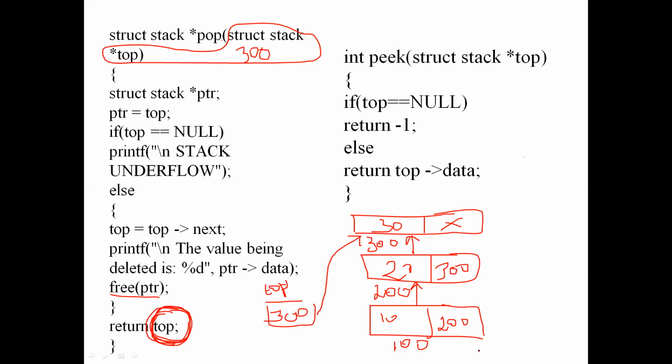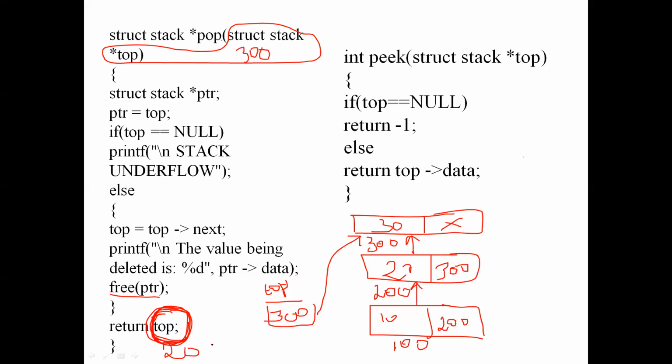We'll complete the class with this. What is the value of this top now? After calling the pop function, according to the example I've drawn, what is the top value returned? 200. Very good. The top value returned is 200.